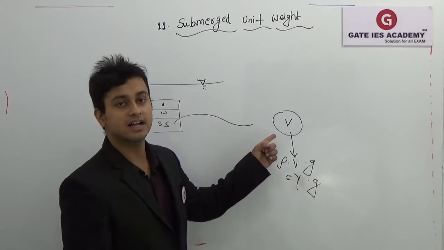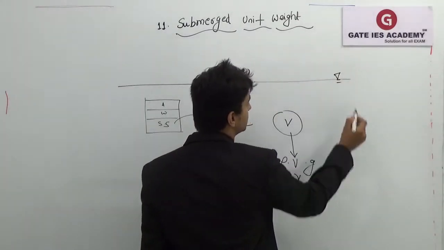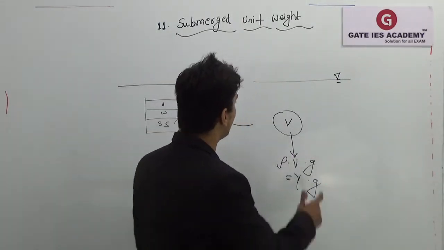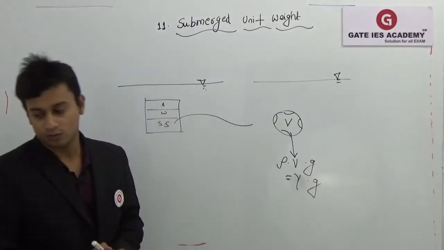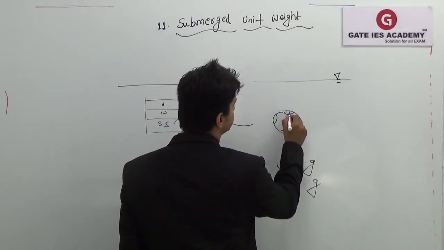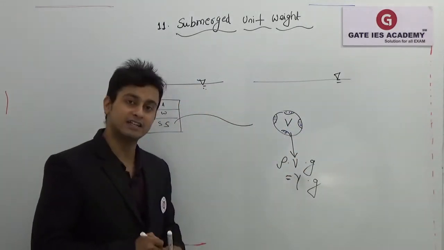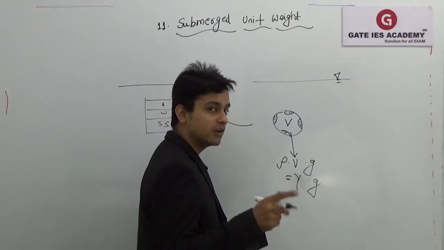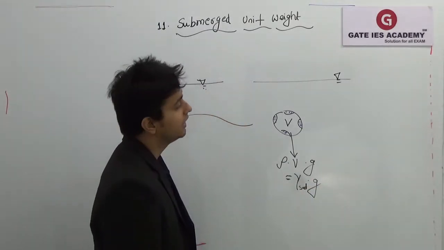Now what will I take as the gamma of this particular body? As the whole body is under submerged condition, we'll assume that all the voids of this volume V are filled by water. So everything is filled by water, and it is under saturated condition. So its gamma will be not gamma T, not gamma D, but gamma saturated into g.